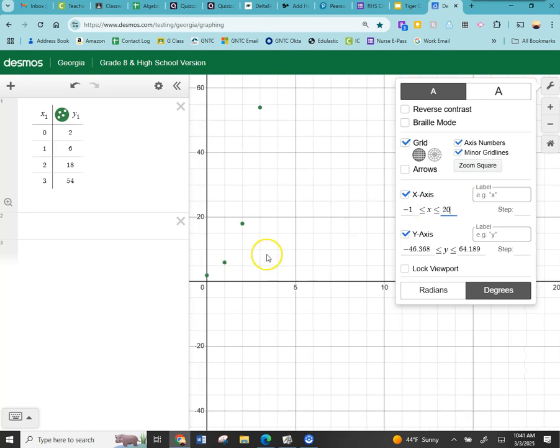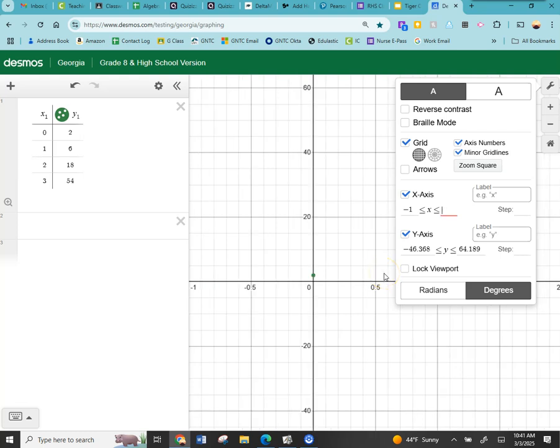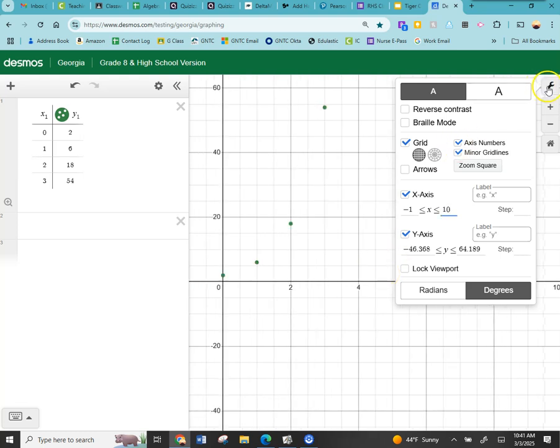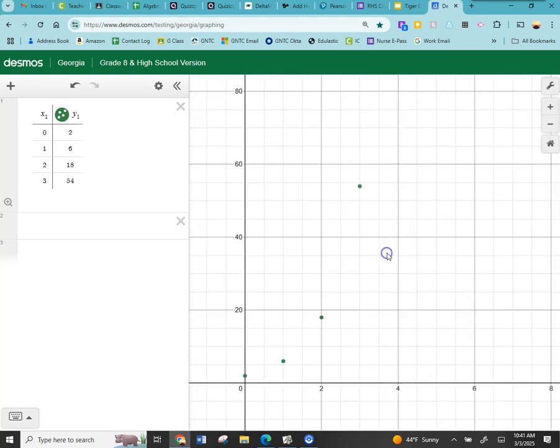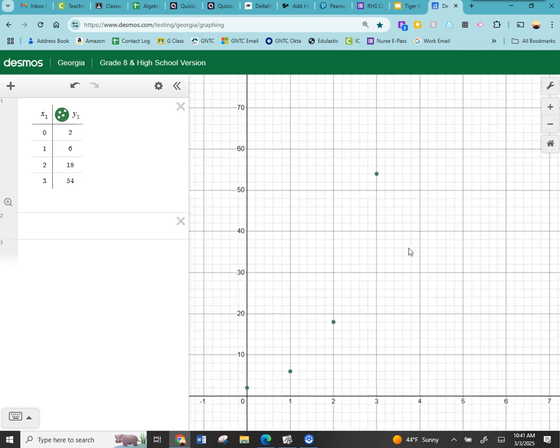I'm just going to play it by ear. This is still too much. Like, this is all the way over here. So I'm going to tell it, never mind, just stop at 10. And now, do you notice, now I actually see that curve. This no longer looks like a straight line. Do y'all see that?